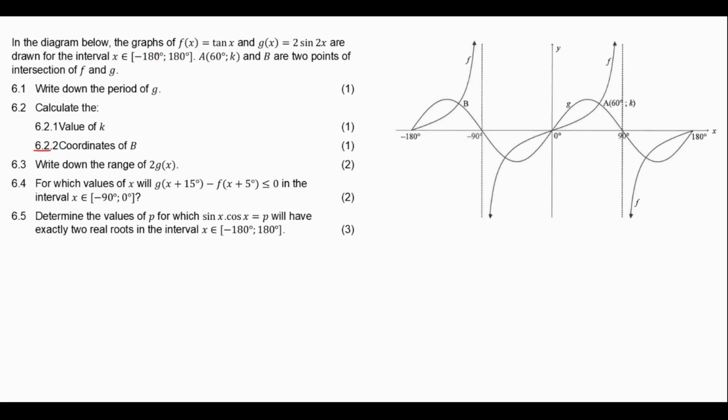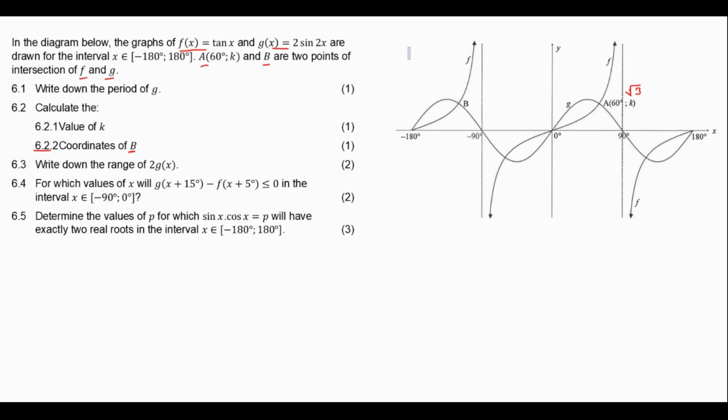In the diagram, the graphs of f(x) and g(x) are drawn in the interval -180 degrees to 180 degrees. A and B are 2 points of intersection of f and g. We are required to find the coordinates of B, and in question 621, we managed to find the value of k. We say that k is root 3. So now what are the coordinates of B?